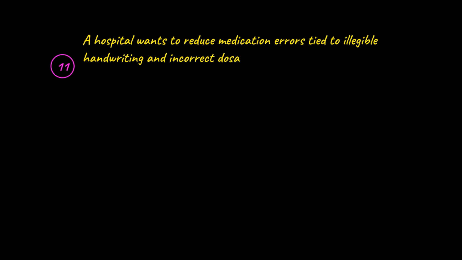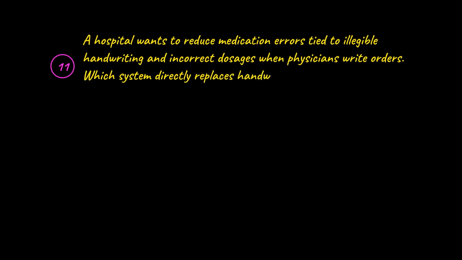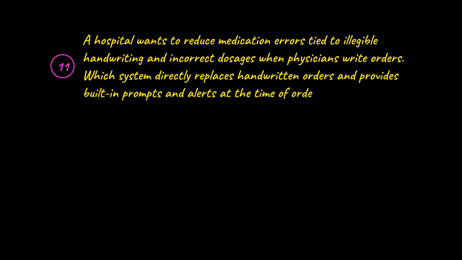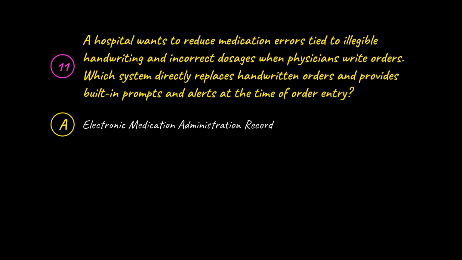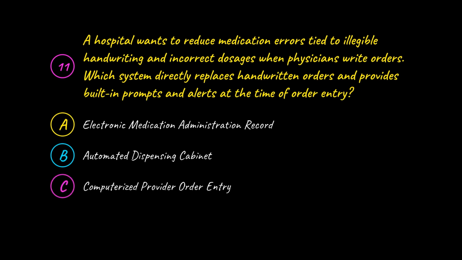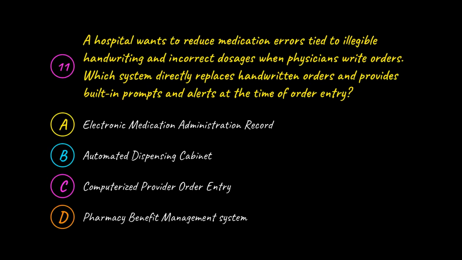Question 11. A hospital wants to reduce medication errors tied to illegible handwriting and incorrect dosages when physicians write orders. Which system directly replaces handwritten orders and provides built-in prompts and alerts at the time of order entry? Your options are A. Electronic medication administration record, B. Automated dispensing cabinet, C. Computerized provider order entry, D. Pharmacy benefit management system. Before I reveal it, which one do you think is right?